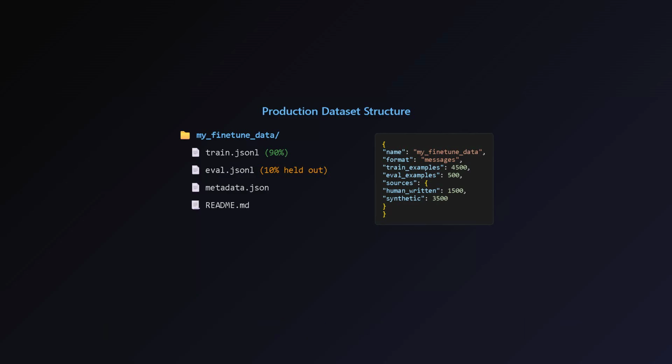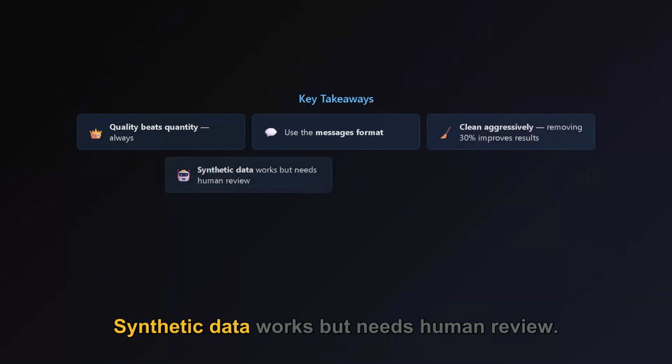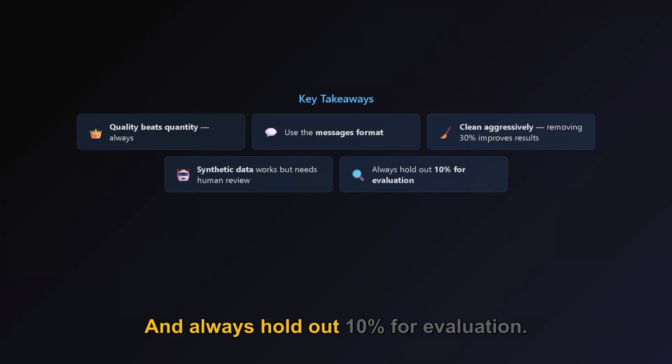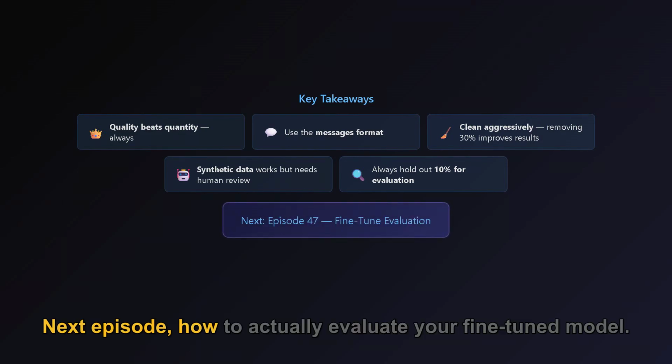Let's recap. Quality beats quantity always. Use the messages format. Clean aggressively. Removing 30% of your data often improves results. Synthetic data works but needs human review. And always hold out 10% for evaluation. Next episode: how to actually evaluate your fine-tuned model.